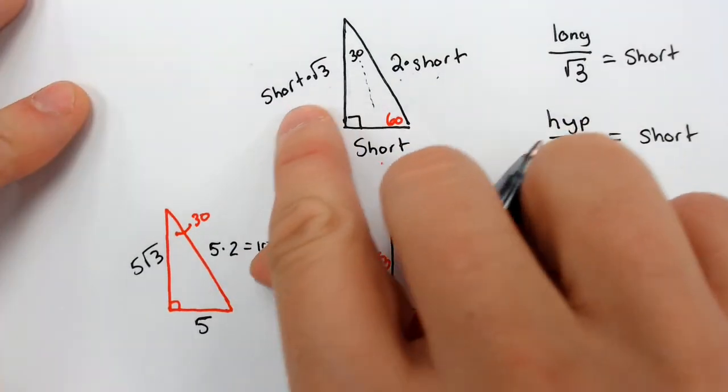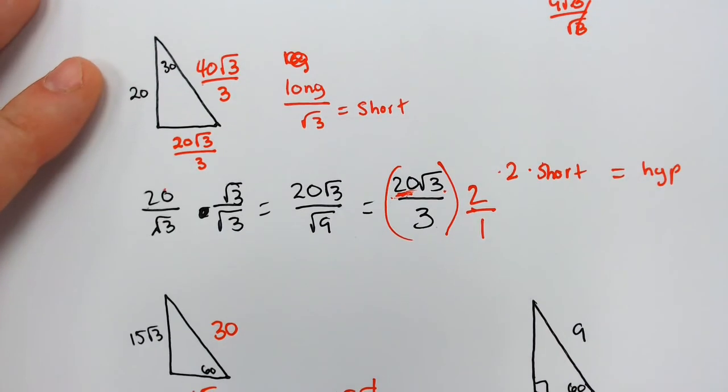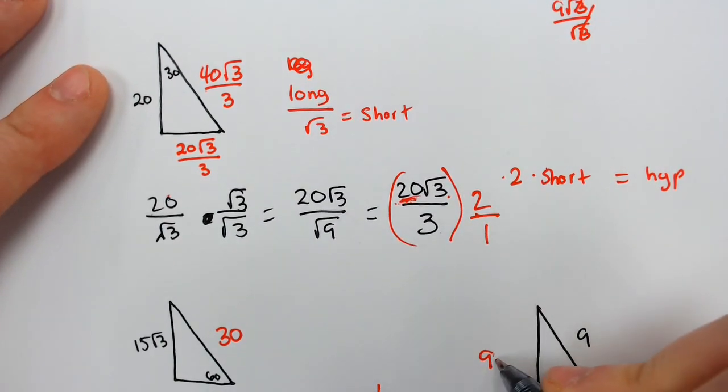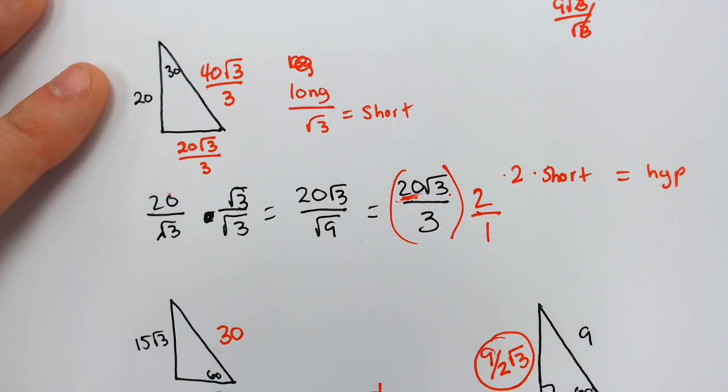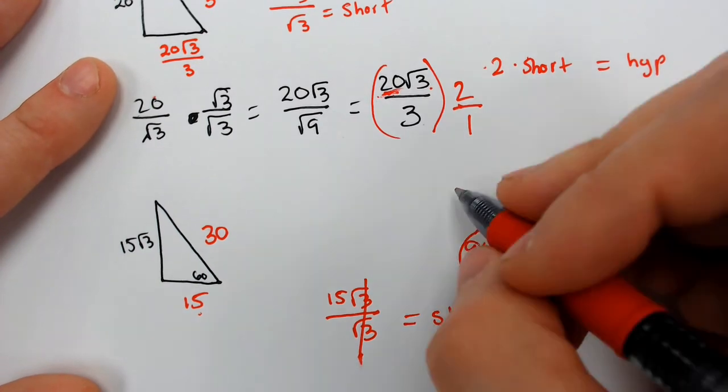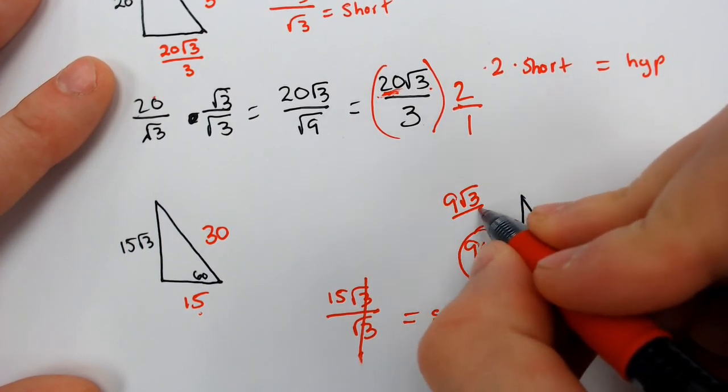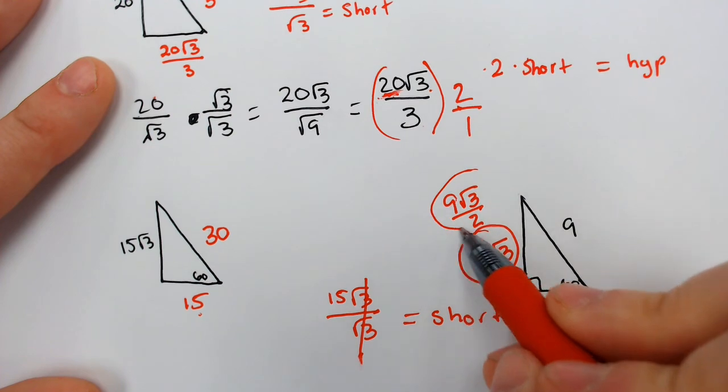So I take the short side and multiply by the square root of 3, which is 9 over 2 square root of 3. You could also write it as 9 square root of 3 over 2. This is how I see it more often, but both are correct.